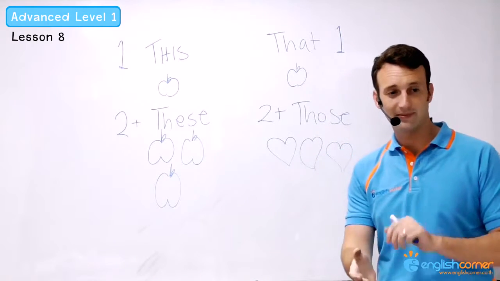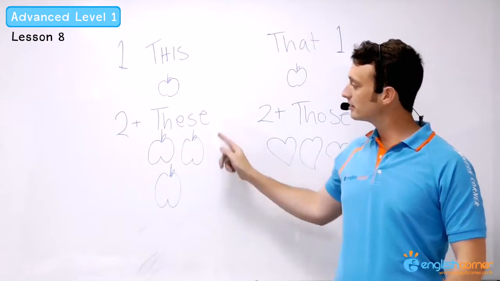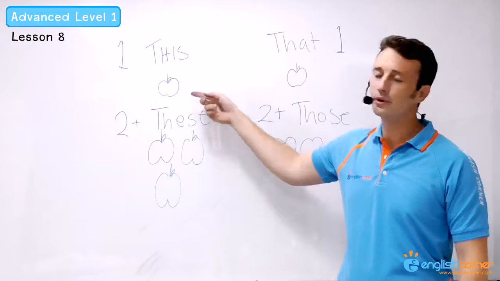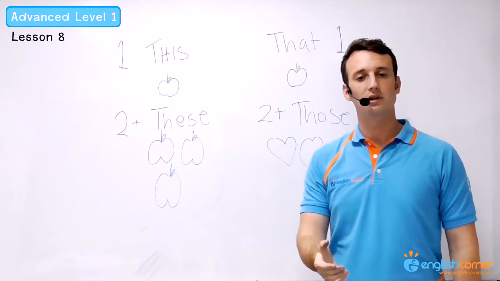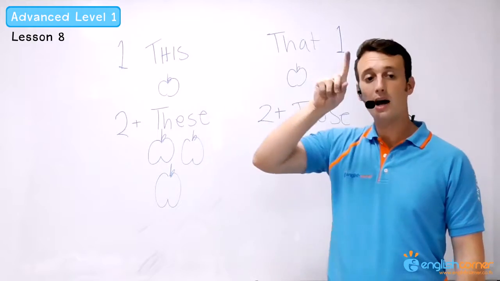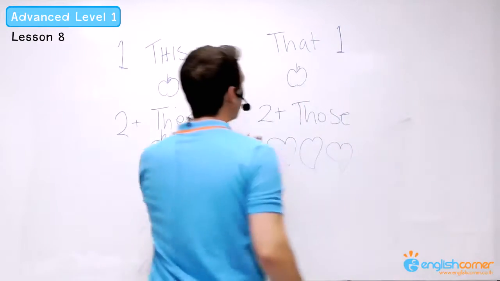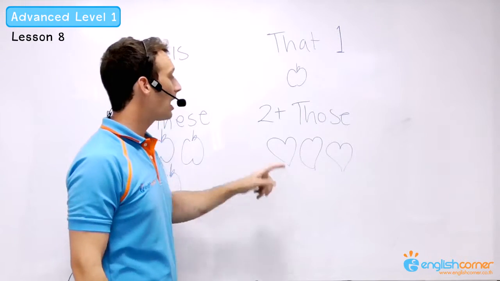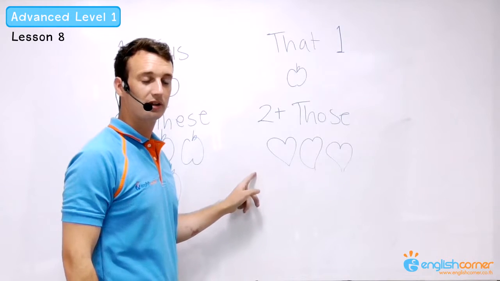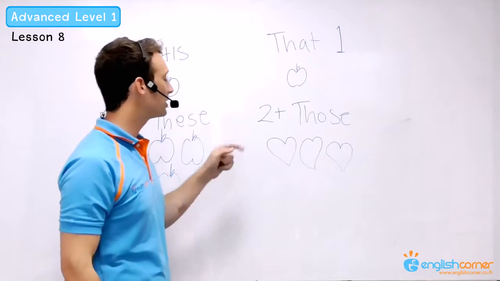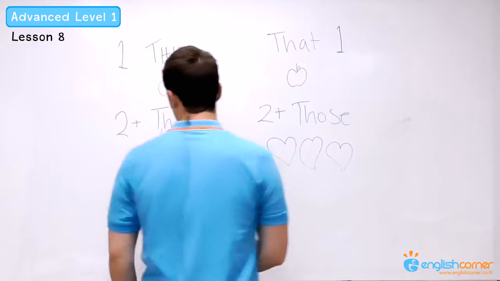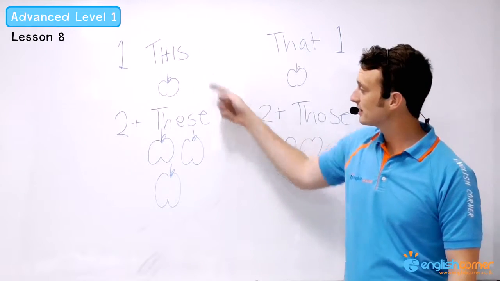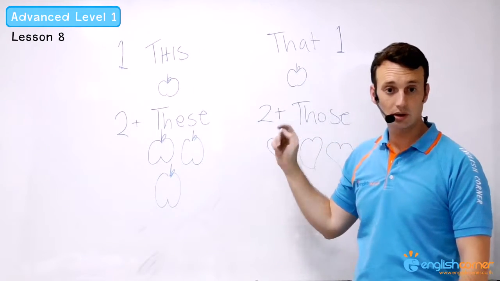And these. These apples. This apple. So, this, one apple. And that, one apple. Right? How many hearts are here? 3 hearts. So, we say those hearts and these apples. Right? So this, these, that, those.